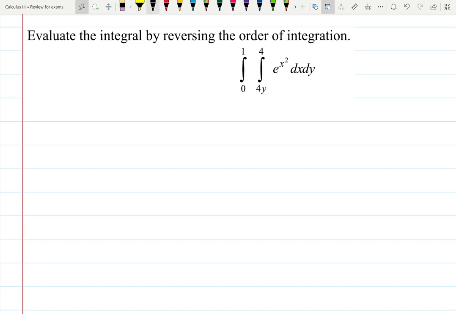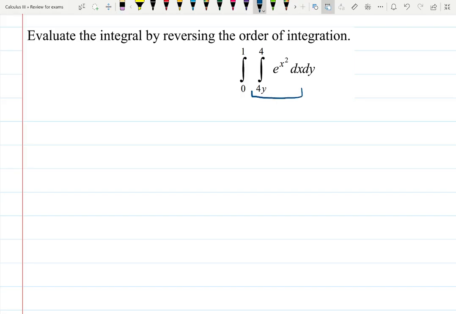In this video, let's practice revising the order of integration for different integrals. In this case, we have the integral from 0 to 1 and the integral from 4y to 4 of e to the x squared dx dy. This is how we teach you to read integrals.